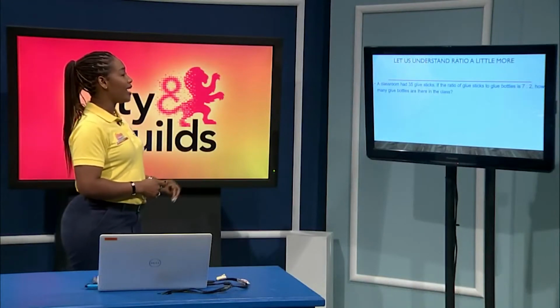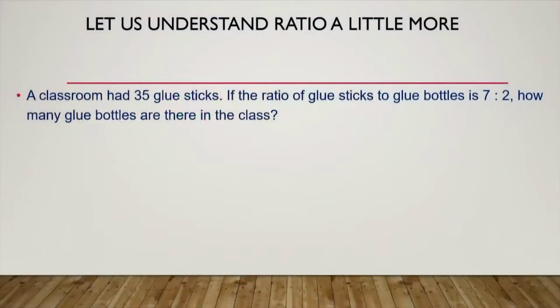A classroom had 35 glue sticks. If the ratio of glue sticks to glue bottles is 7 to 2, how many glue bottles are there in the class? So let us review what we have. We know that there are 35 glue sticks. We know that there is a ratio between glue sticks and glue bottles. What is the ratio? So you have glue sticks to glue bottles. So that means for every 7 glue sticks, you have 2 glue bottles.